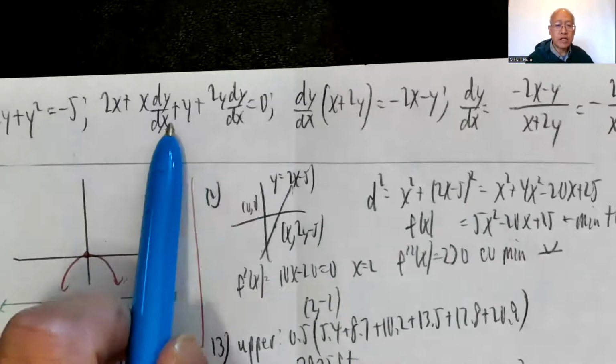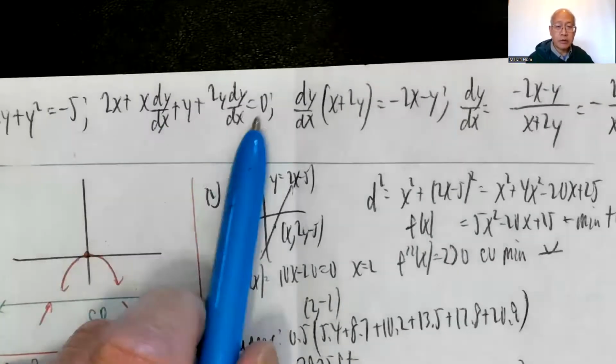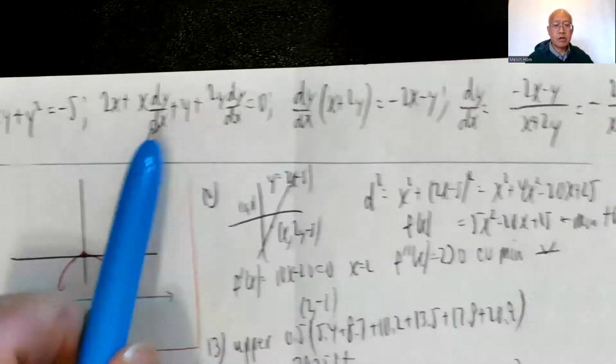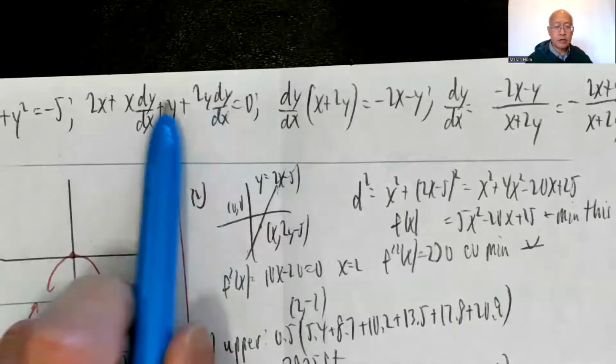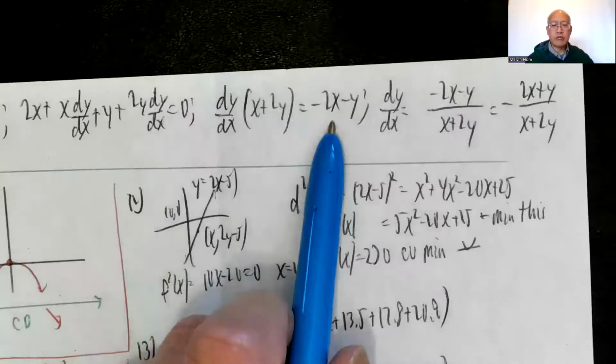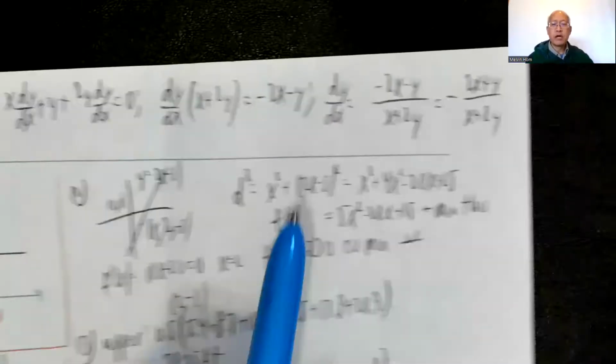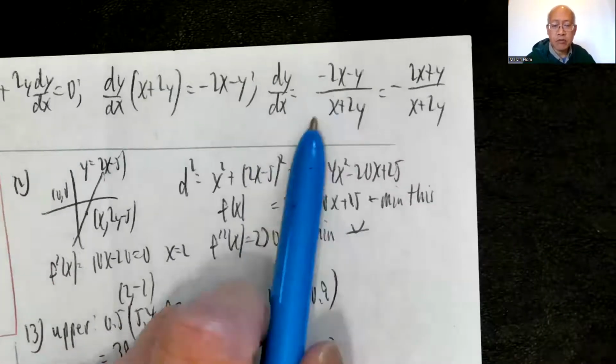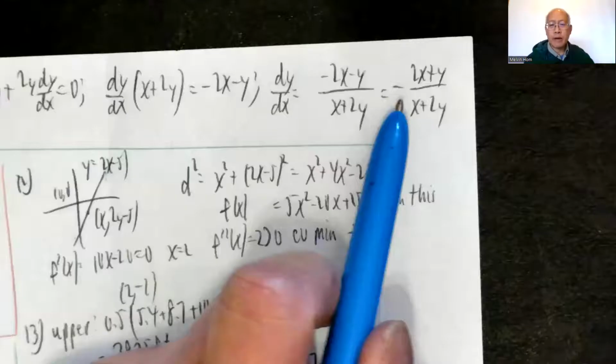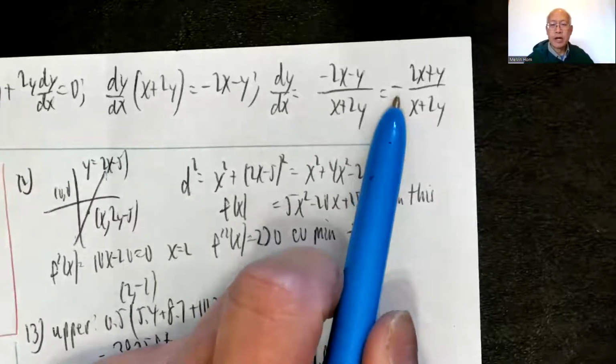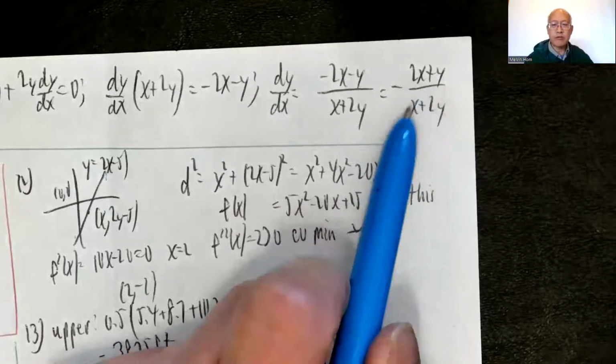Keep all the dy/dx's on one side and factor it out. So dy/dx times (x plus 2y); the y and 2x go over, so negative 2x minus y, divide by x plus 2y. So dy/dx is negative (2x minus y)... that is, (negative 2x minus y) over (x plus 2y), or if you want to make it look nicer with fewer negative signs, negative of (2x plus y) over (x plus 2y).